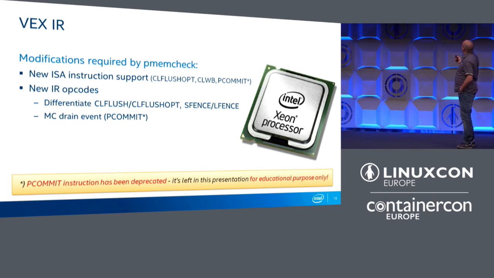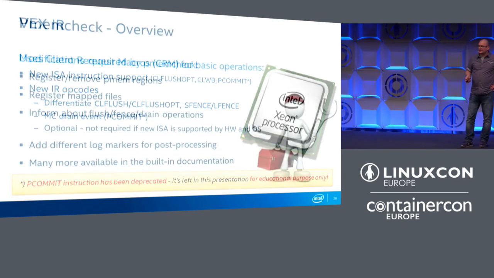Also, the same problem was with memory fences. All the fence instructions, load fence, store fence, memory fence, translate to the same intermediate opcode. But CLFlushOpt is ordered by store fence, but not by load fence, so we had to differentiate those. And we added the pcommit support, but as I said, it's not necessary right now.